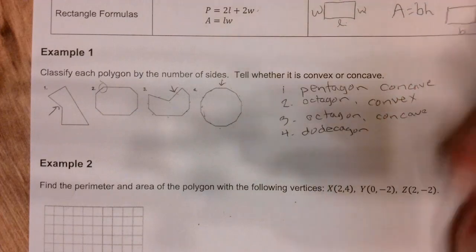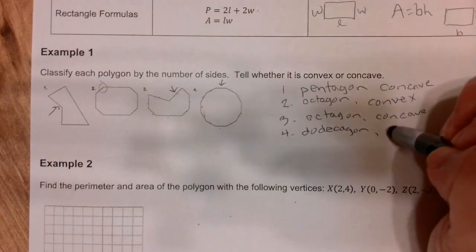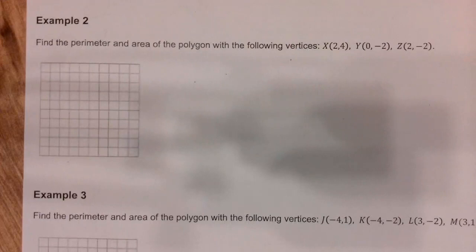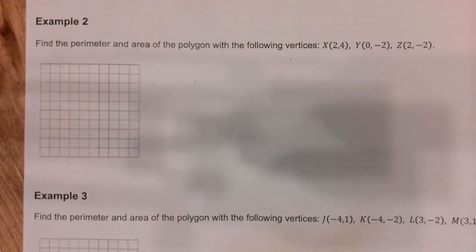Dodecagon. And this one, no cave-ins, so we call it convex. Example 2. Find the perimeter and area of the polygon with the following vertices.